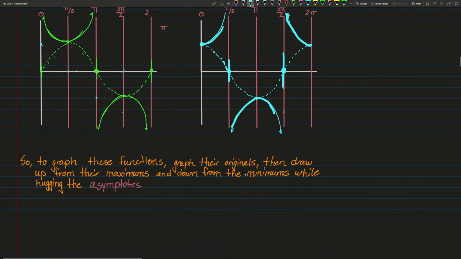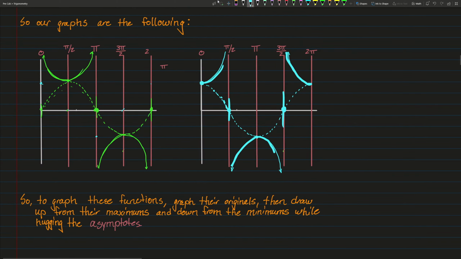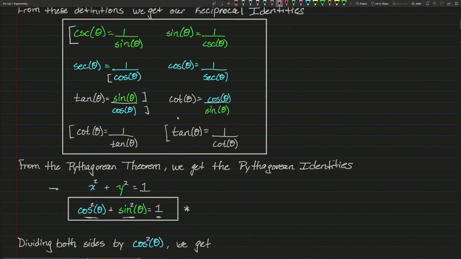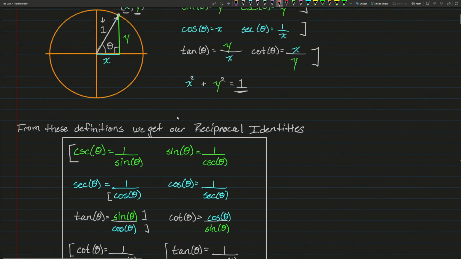So again, to graph these functions, graph the originals, so graph cosine and sine, then draw up from the maximums and draw it down from the minimums while hugging those asymptotes. That's a really, really quick overview of all this stuff that's being covered. It's not a whole lot if you really just understand that unit circle, and what sine and cosine are actually doing. But if you're confused about something, go back to these notes, which you should already have, and try and understand it.